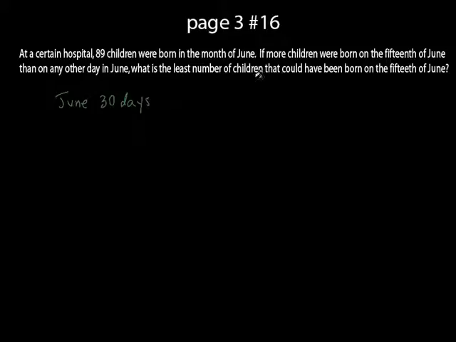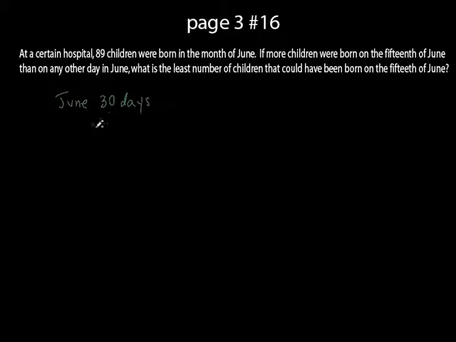What's the least number of children that could have been born on the 15th of June? So we say, well, let's say all 89 children were born on June 15th. Well, that wouldn't work because that's not the smallest number of children that could have been born on that day. That's actually the most number of children that could be born. So you figure the other days would all have zeros, so that's not the least number. I don't know if I'm going to do a great job of explaining this, but just bear with me and we'll see how it goes.